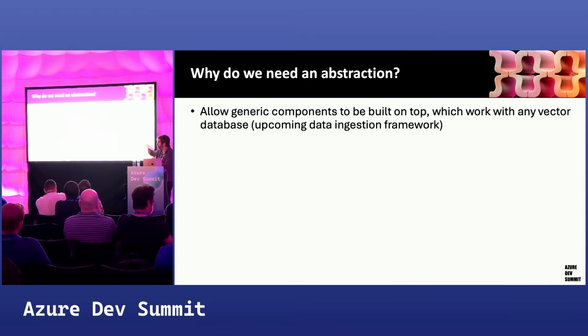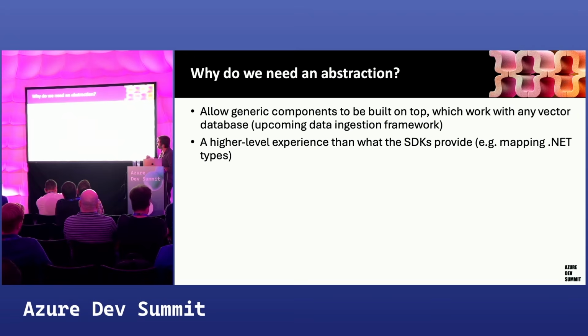So that's the first reason to have an abstraction in the first place, is that you can build stuff on top, okay? The second one is that MEVD provides a higher level experience than what the SDKs provide. The SDKs are very low level, they really require you to do a lot of serialization and handle all kinds of crap. Here, we actually allow you to map .NET types. That's very high level. As I said in the beginning, it's a bit like an ORM. The LINQ abstraction here is the same kind of thing. You don't need to learn any sort of specific query language because we do the heavy lifting for you, right?